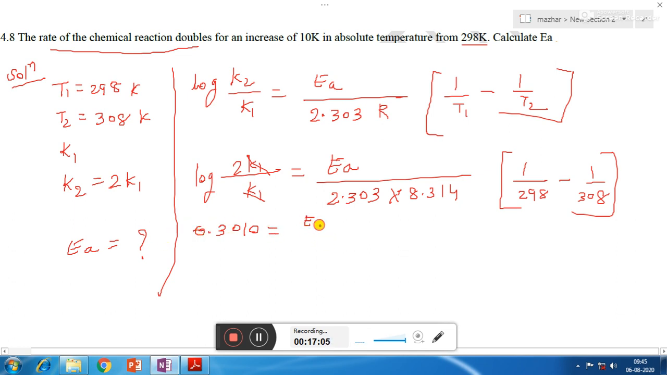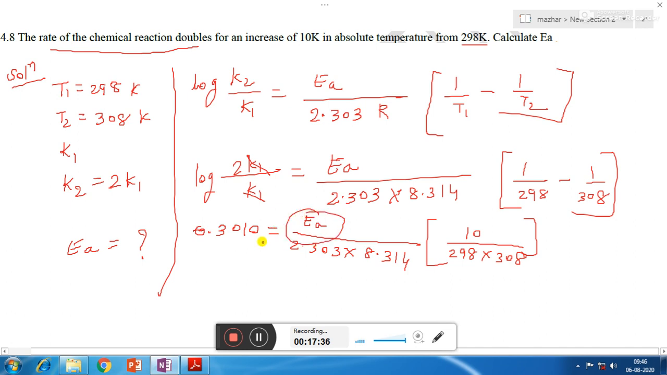0.3010 is equal to Ea upon 2.303 into 8.314. Then inside the square bracket we have to take the LCM. So 308 minus 298, that will become 10, and in the denominator we are having 298 multiplied by 308.